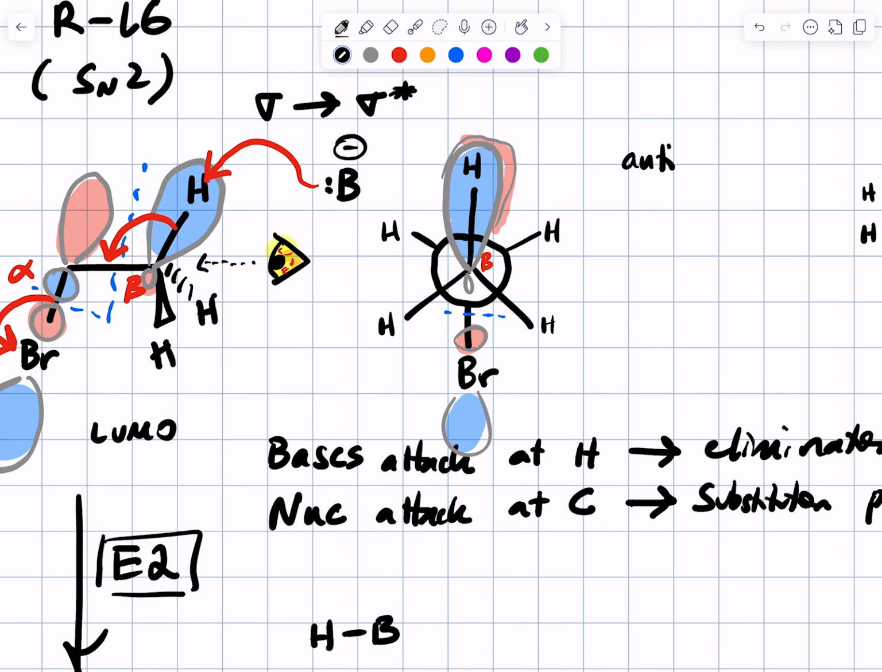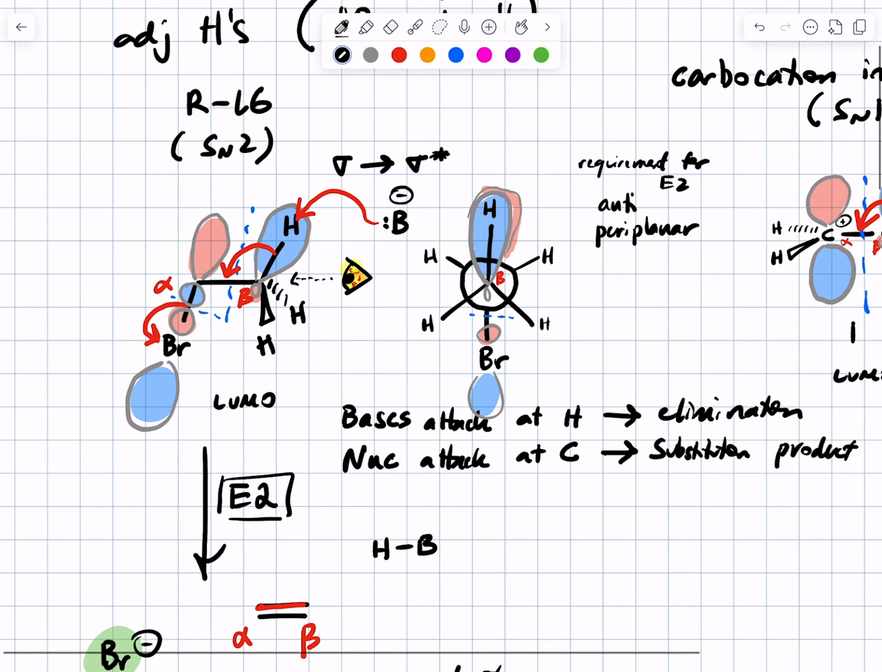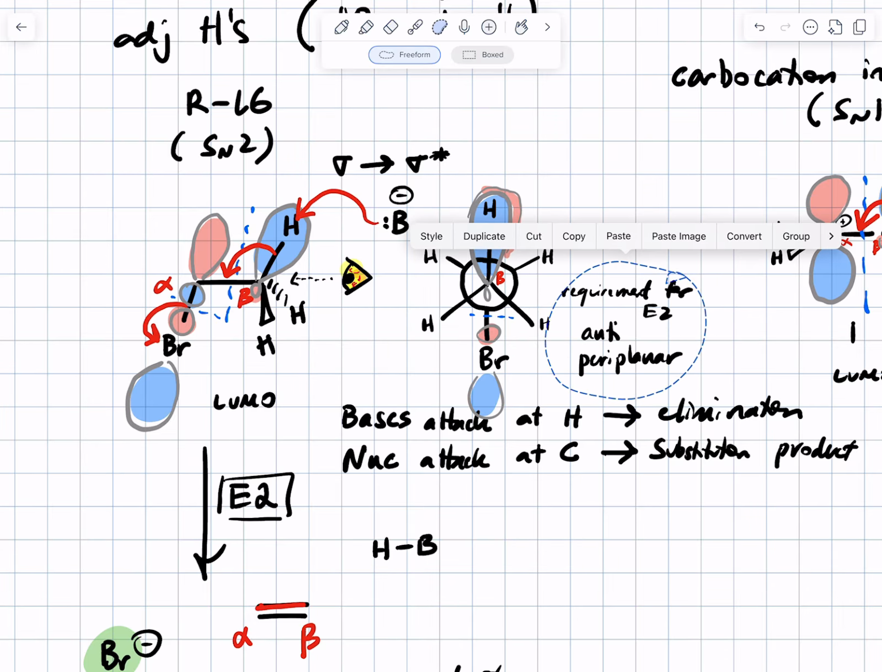Anti-periplanar means they occupy the same plane. They're all lined up on this plane, but the two bonds are anti to each other. And that is a requirement for the E2 reaction. The LUMO only goes on the beta protons that can be anti to the leaving group. That's going to be important. We're going to test your understanding of that. That opens up some interesting and weird stereochemical issues that you need to be aware of.